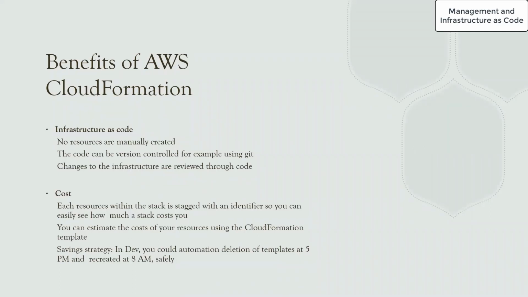And coming to the cost. Each resource that we will have within the stack is tagged with an identifier so that we can easily see how much a stack is going to cost us. So let's suppose in my single stack, I have two EC2 instances, and on top of that, I have an elastic load balancer and an S3 bucket. When I have this stack, which is composed of all these resources, I'm going to get the cost for each stack. That will help me get the overall perspective of how much this infrastructure is actually costing me.